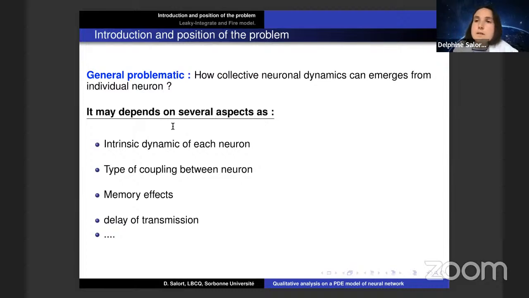in neural networks and how they can emerge from individual neurons. All these complex patterns can be related to several aspects, as for example the intrinsic dynamic of the neuron, memory effect, refractory period, or delay of transmission. And to give some answer to this question, in this talk I consider a model where the neurons are described via their membrane potential.